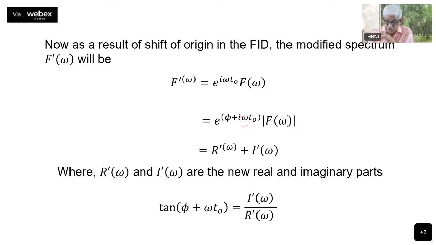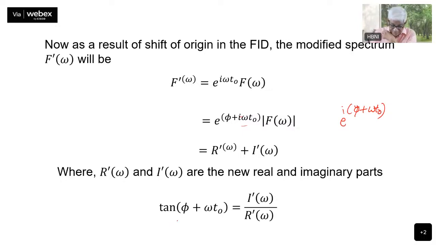In principle, I can do that also here. You can say this is equal to e^(i(φ + ωt0)), to separate that out clearly. So then F(ω), this is the phase: φ plus ωt0 is the phase, and i contributes to that complex factor. Maybe we should correct this in the end, put i out and put φ plus ωt0. And this will give you R'(ω) plus iI'(ω), where R'(ω) and I'(ω) are the new real and imaginary parts.